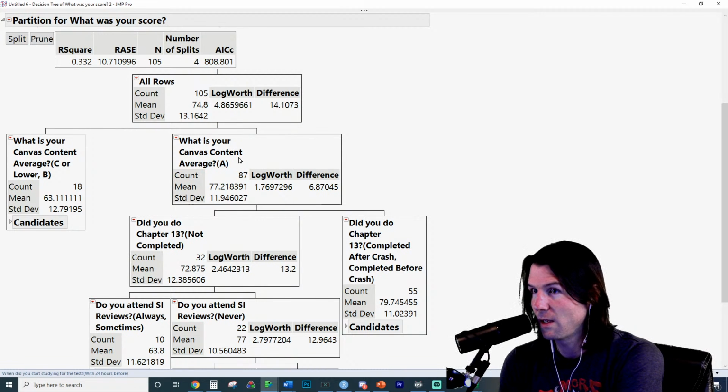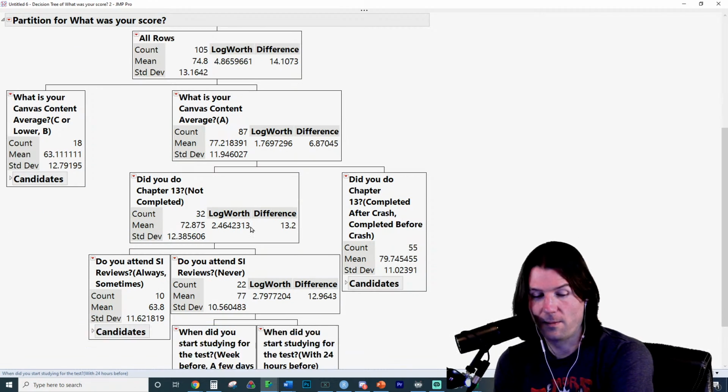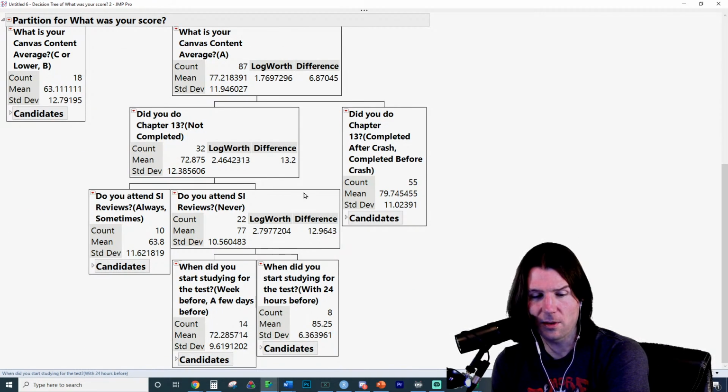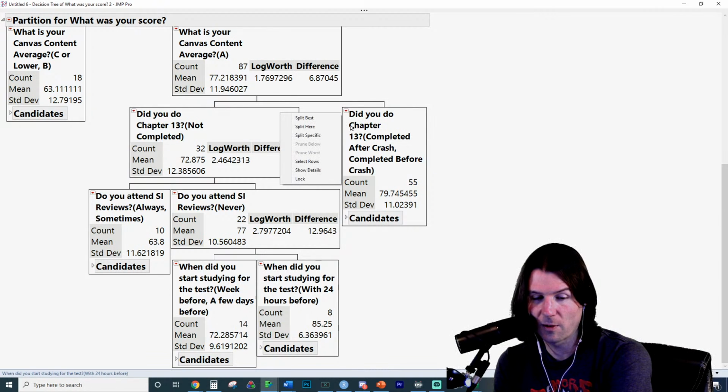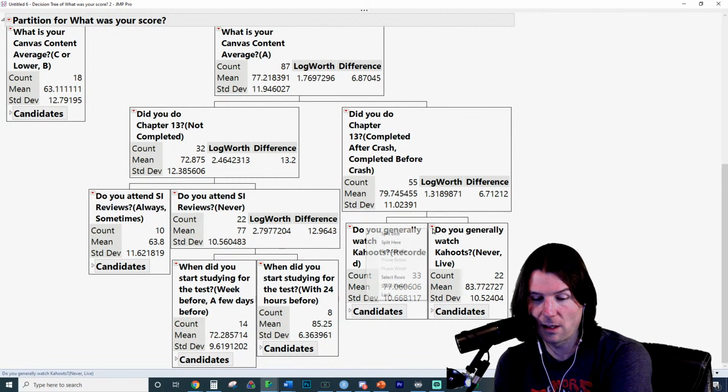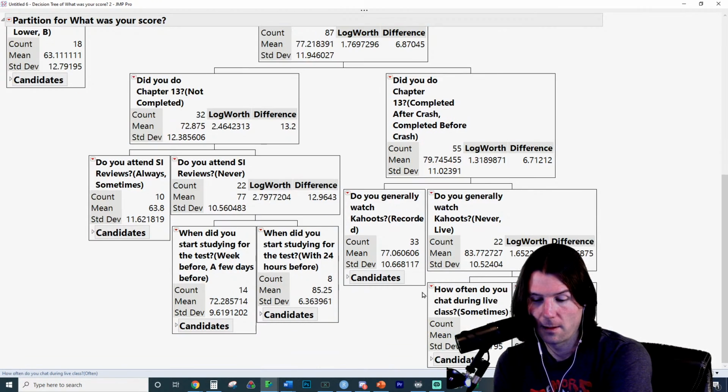They have A's on Canvas content. They hadn't completed chapter 13. That's odd. That's a small group right there. And then they don't go to SI, and then they started studying within 24 hours. It's only 8 individuals. These 55 over here, I'm going to divide them up further. I want to see the highest group up here. So let's divide this.